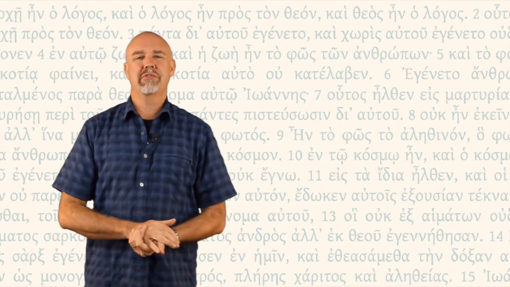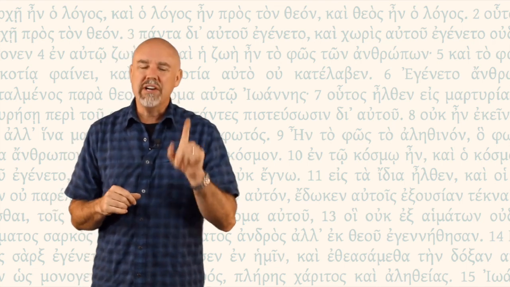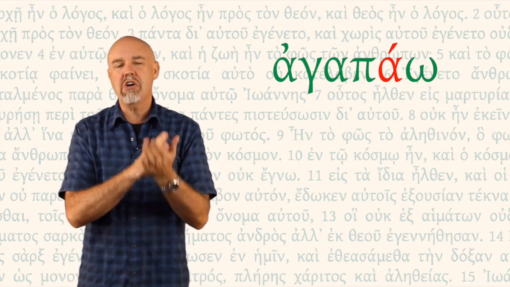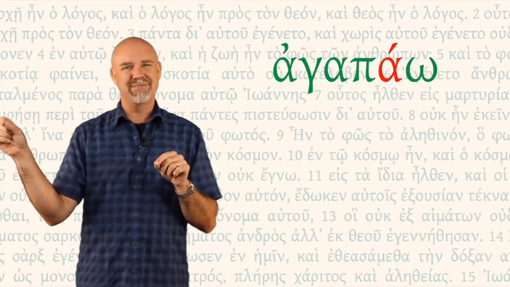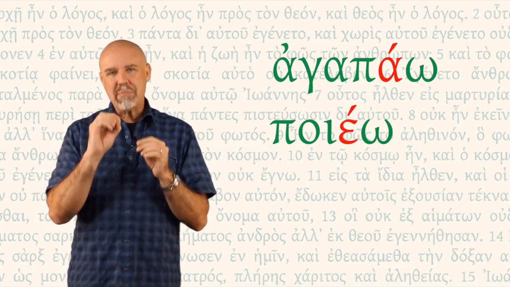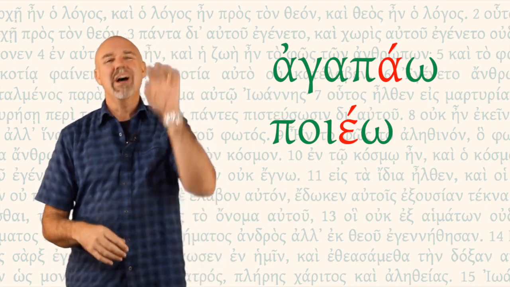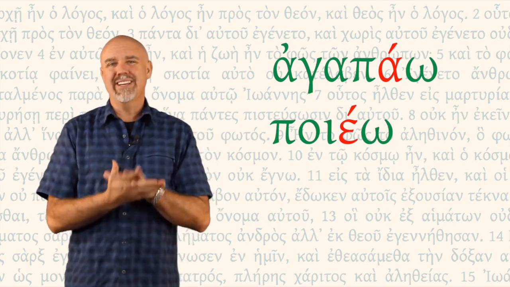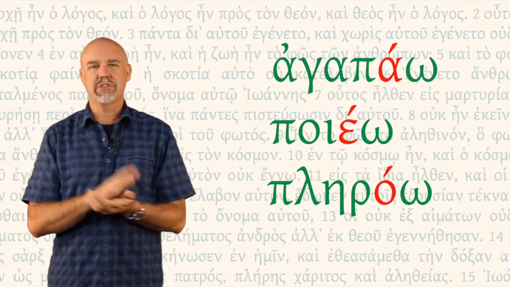The three typical verbs that are used here to demonstrate contract verbs are, first of all, an alpha contract verb that everybody knows, agapao. I love, right? Agapao. Do you hear the alpha on the end before the personal ending, the omega? The second one, an epsilon contract verb, is poieo. Do you hear the epsilon there? Poieo. So the stem ends in an epsilon, and then we attach the personal endings onto that. And then the omicron contract verb is pleroo. Pleroo. So it has an omicron and then the personal endings.